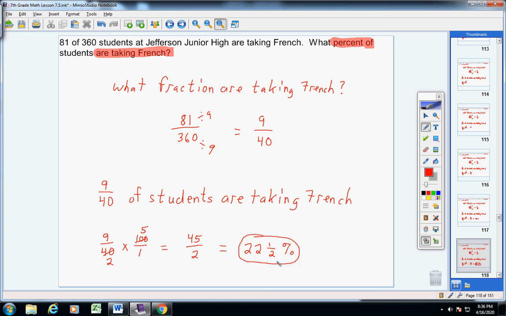And there we go. So yes or no? Is it true that 9/40 of the students at Jefferson Junior High are taking French? Yes, that's true. But it did not ask for what fraction, it asked for a percent. So we changed our answer over to a percent, and now we know 22.5% of students at this middle school are taking French. Okay, let's look at one more. All right, and then we'll be finished.